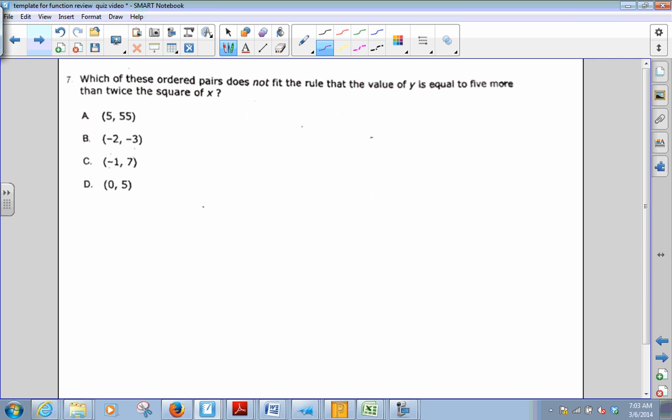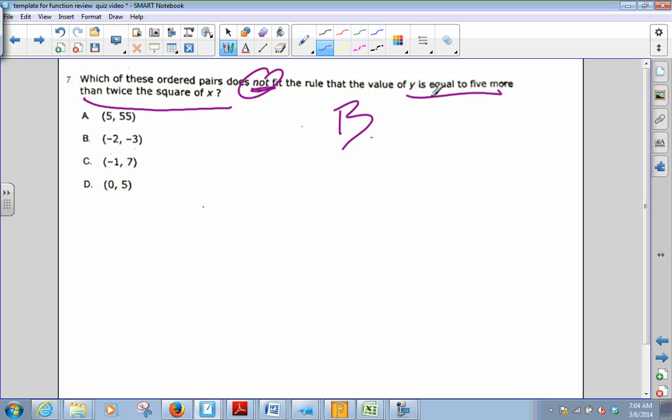Number 7, you should have gotten B for your correct answer. If you did not get that right, go ahead and watch what I'm doing. If you did, just fast forward. It says, which of these ordered pairs does not fit the rule? So does not is key. First of all, a lot of us don't like to read the question. Does not fit the rule. The value of y is equal to 5 more than twice the square of x. Yikes, that one's kind of a mouthful, isn't it?